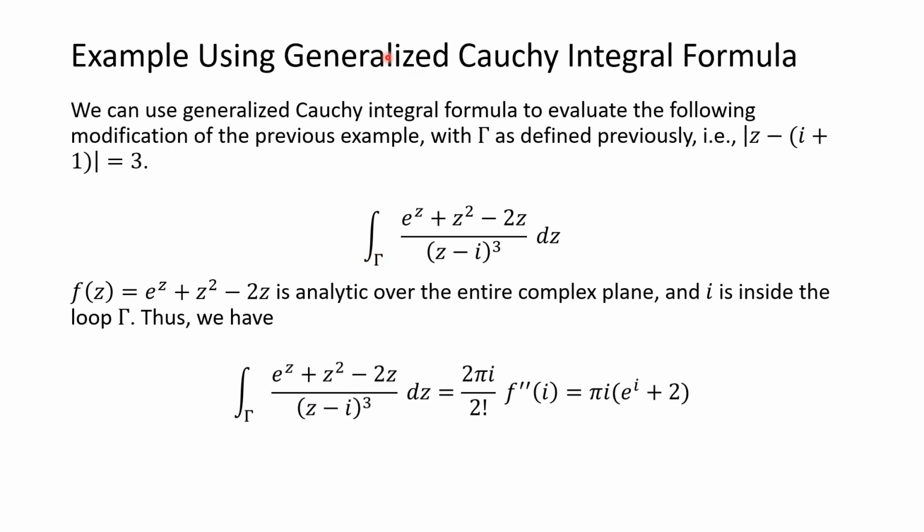Then we use the generalized Cauchy integral formula. We multiplied the 2 factorial over 2 pi i and brought it over to the other side. So we get our integral equals 2 pi i over 2 factorial, the second derivative of f at i. If you take two derivatives of f, you get e to the z plus 2, and this term cancels, it goes to 0. Then you plug in i and you get e to the i plus 2. And so our integral equals pi i times e to the i plus 2.